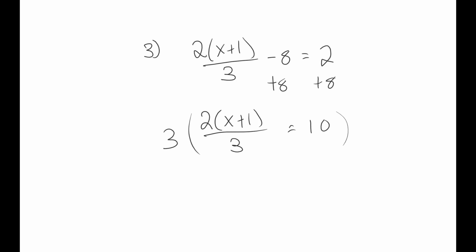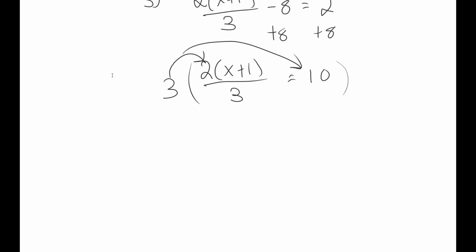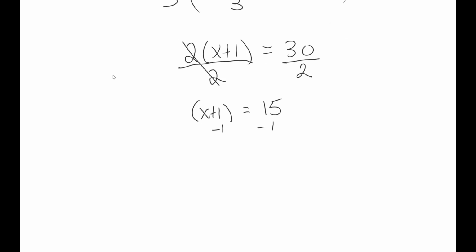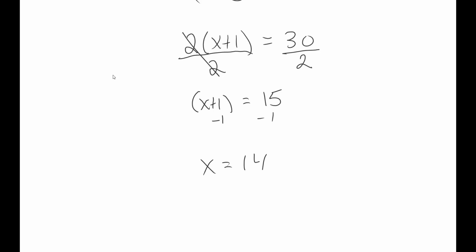You guys are going to see me set this up a little bit different. I'm actually going to multiply the entire equation by 3 and distribute it in. That's going to give me a 2 times x plus 1, and 3 times 10 is 30. I now have a multiplication here, so I'm going to divide both sides by 2 to get rid of this multiplication here. And that's going to give me x plus 1 is equal to 15. And then I'm going to subtract 1 on both sides and get x is equal to 14.